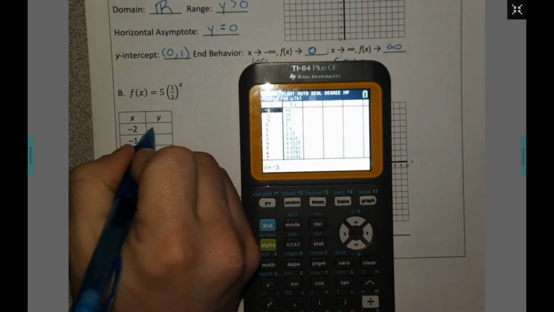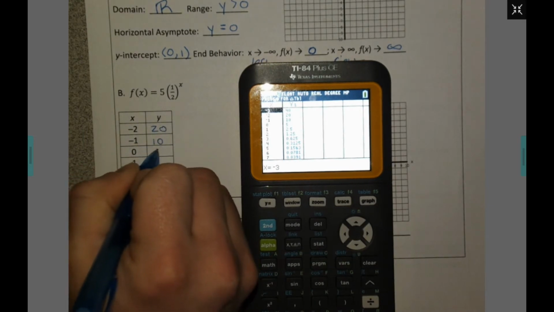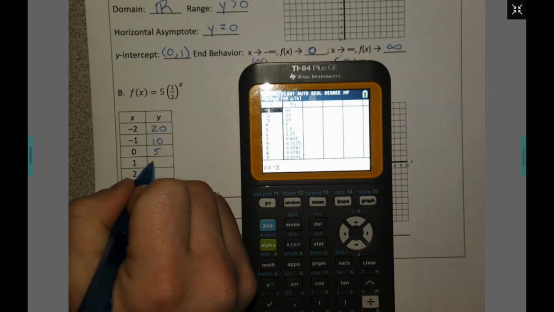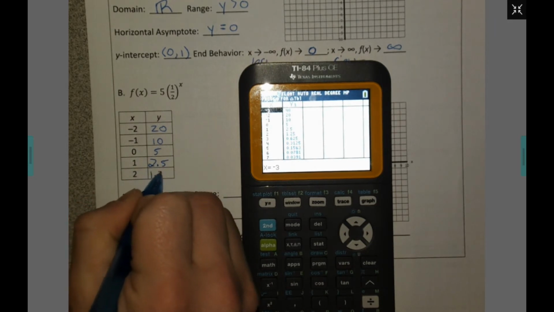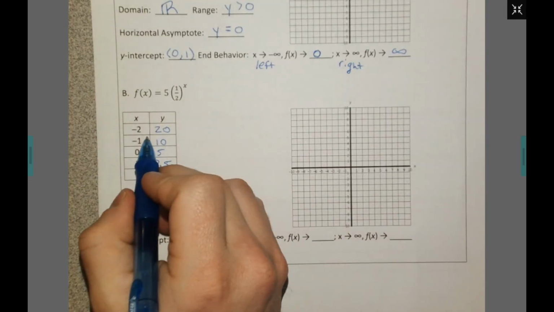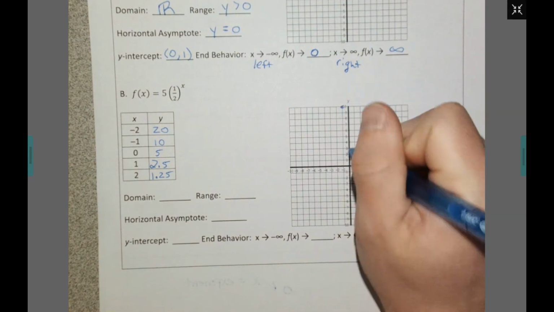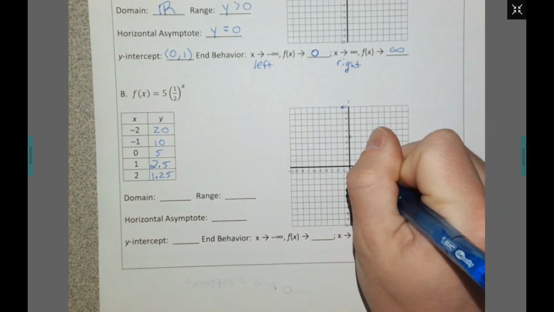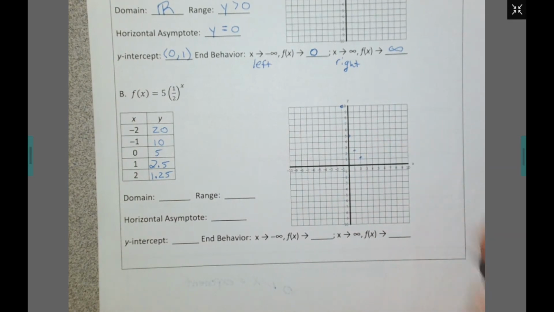So when x is -2, y is going to be 20. -1 goes with 10. 0 goes with 5. 1 goes with 2.5, and 2 is going to be 1.25. Go ahead and plot the points. 20 doesn't fit on there, so I'm going to go -1, 10. I'm going to have 0, 5. We got 1, 2.5, and then 2, 1.25.